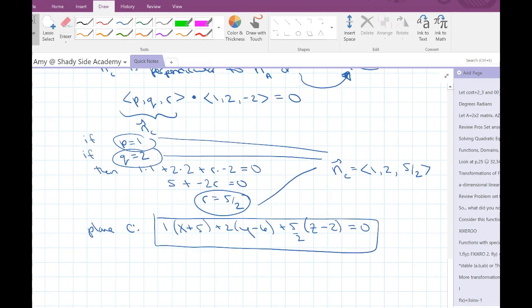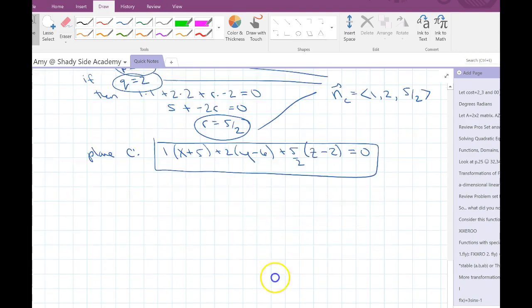Now, make sure you understand, will Lindsay's vector n be the same as Oliver's vector n? Be the same as Justin's vector n? Be the same as Heather's vector n? No, because there are infinite possibilities for vector n in 3 space, not in 2 space, in 3 space, right? So yes, your vector n's may be different, and that is okay. But here is an equation of plane C. Very good.